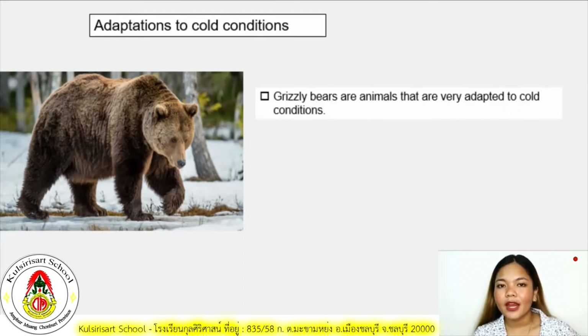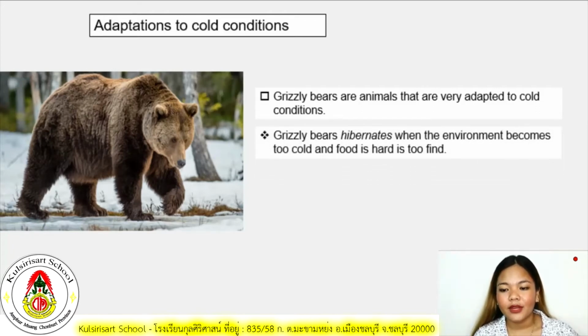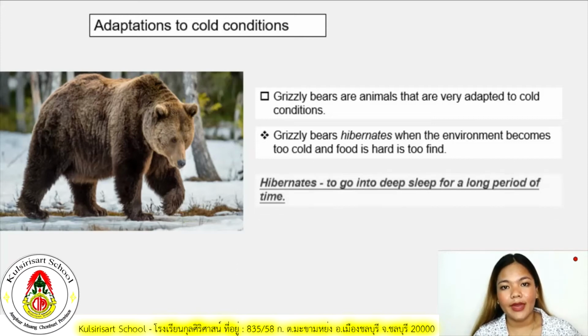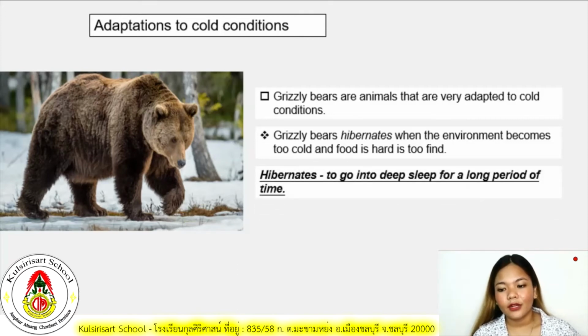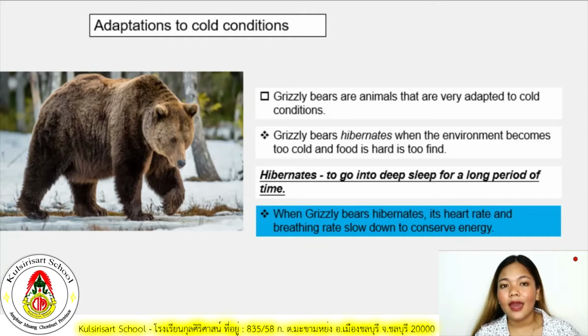So a grizzly bear is an animal that is very adapted to cold conditions. Just like a polar bear, a grizzly bear can stay in cold places. Grizzly bears hibernate when the environment becomes too cold and food is too hard to find. Now, what do we mean by hibernate? Hibernation is to go into deep sleep for a long period of time. When grizzly bears hibernate, their heart rate and breathing rate slow down to conserve energy.